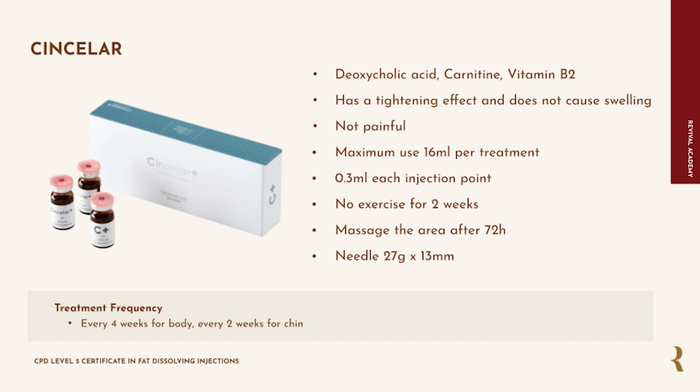Now to move on to Sincilla. Sincilla is, again, a deoxycholic acid based product. However, what makes it different to Aqualux is that it contains carnitine and vitamin B2. Because of those 2 extra ingredients, Sincilla is considered a lot more natural in terms of what it has inside, and also has a tightening effect. Both carnitine and vitamin B2 work on the metabolism and the energy release from the fat cell, and also have a skin tightening effect when injected.